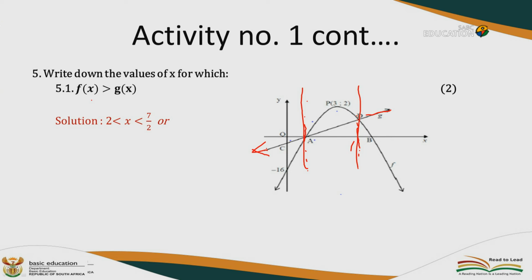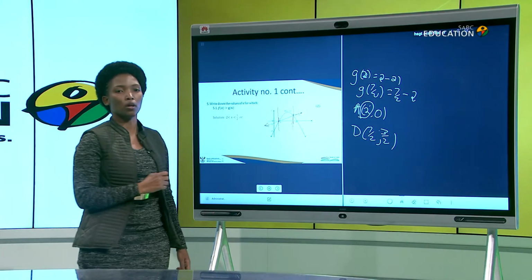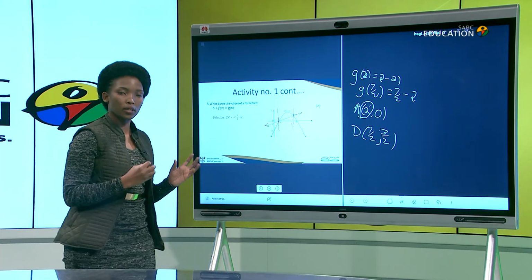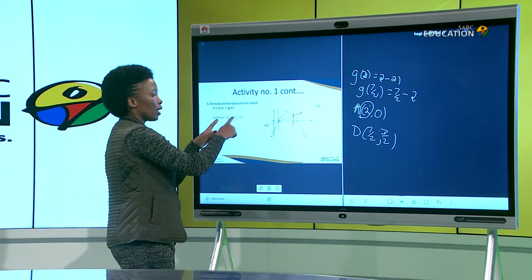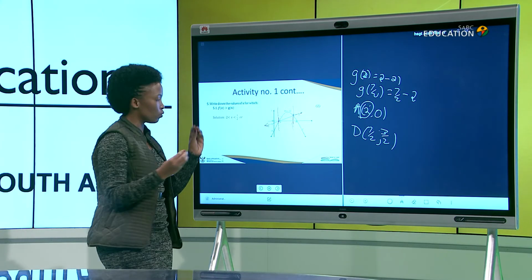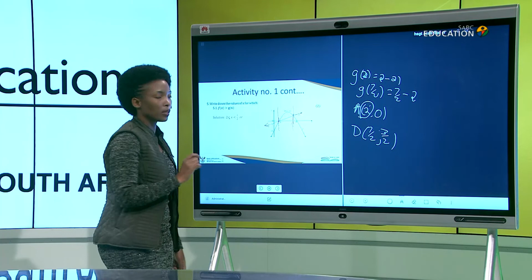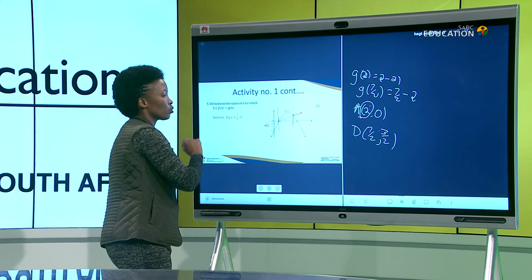I cannot say between, but I will say x is between what? Negative 2 up to, because this positive 2, sorry, is the x-intercept of our turning point, which is A there. There's a difference between "between" and "from". So if you say x is between negative 2 and 7/2, do not include the equal signs, okay? You need not include the equal signs.